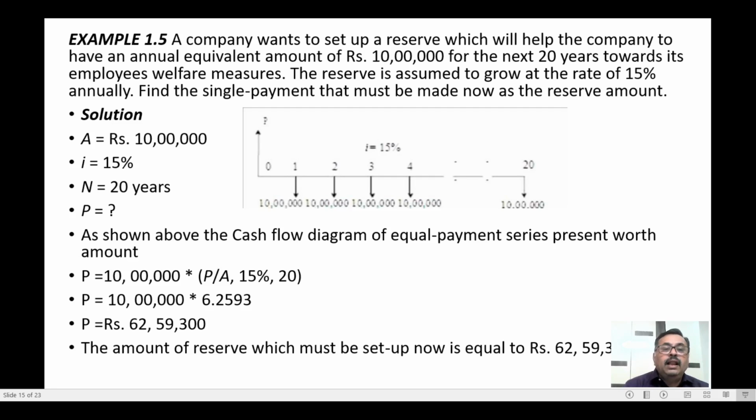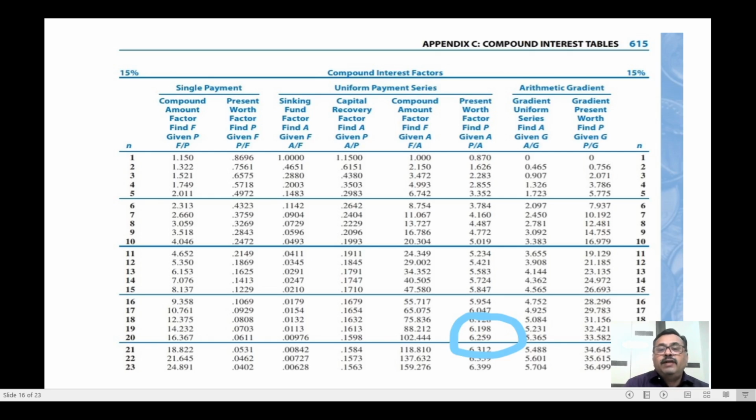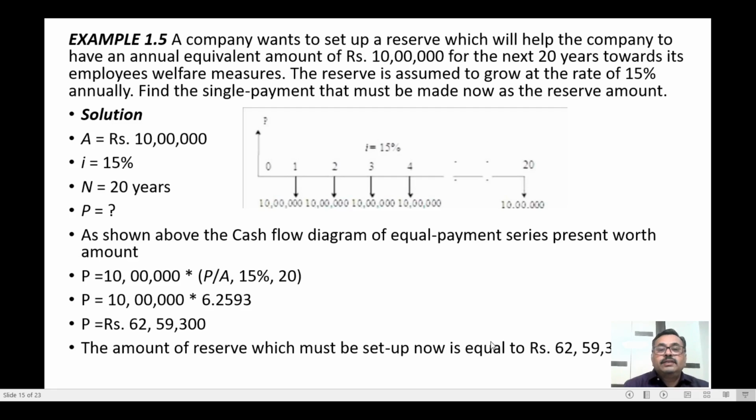So if you go to the table and take the P bar A factor at 15% and N equal to 20, you will get the value as 6.259. That is 15%, the N value is 20, and the factor that we have to take is P bar A, that is the present amount with the annual equivalent amount which is being given. 6.259 is the value that you have. I have taken 6.2593, from some other table that I might have referred to, where the fourth digit is given. You can take 3 digits, that's more than sufficient.